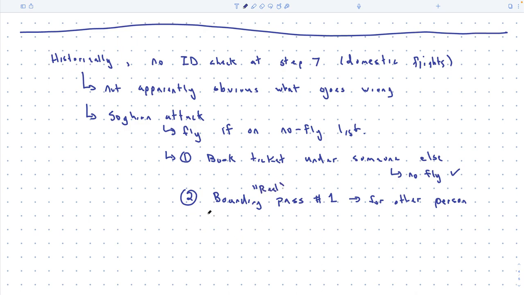And then you have a second boarding pass, which is fake. And we said that, you know, there were no digital signatures, or at least historically there were no digital signatures or anything like that. So this was fake. At the time, no digital signatures. And what's fake about it is the name is different. So the name is actually your real name, or the attacker's name.